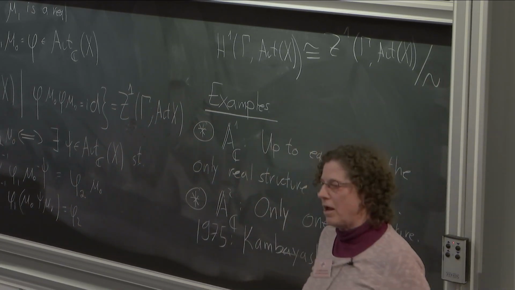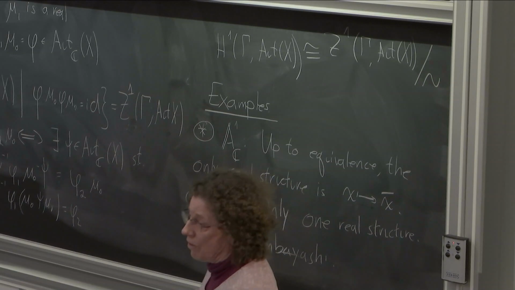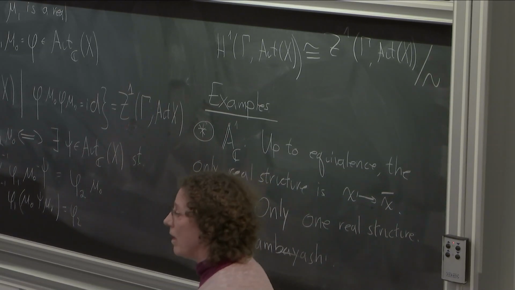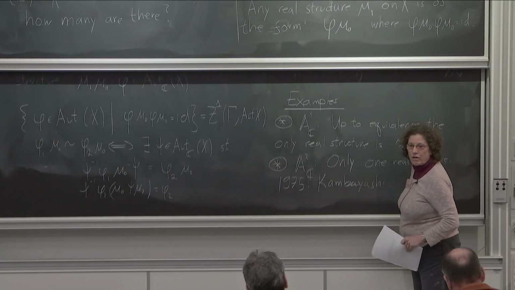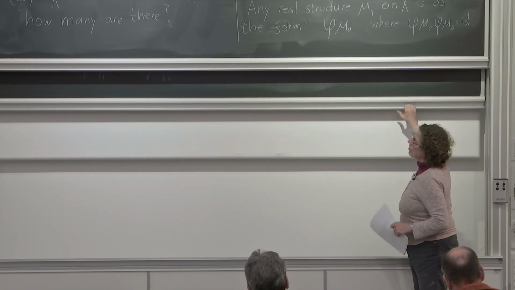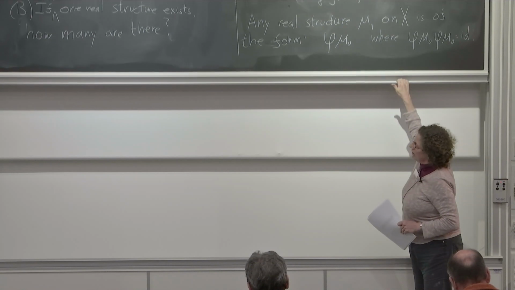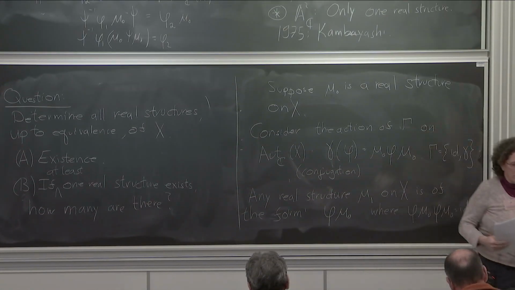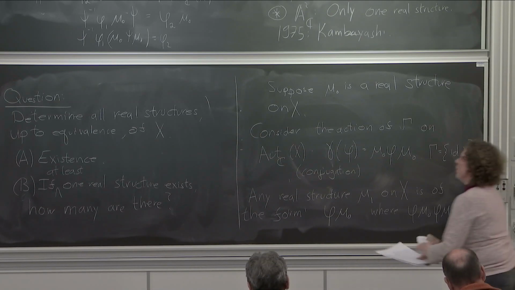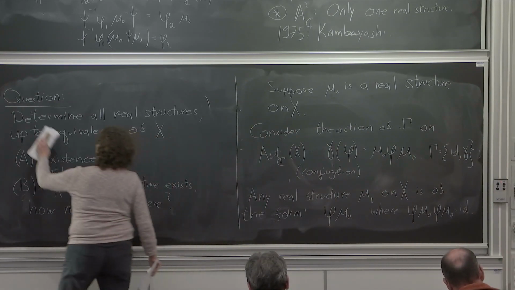What happens for n higher, we do not know. We do not know if there are other real structures on A^n for n at least 3. So I'll write this question in a different way, just for n bigger than or equal to 3, we don't know.